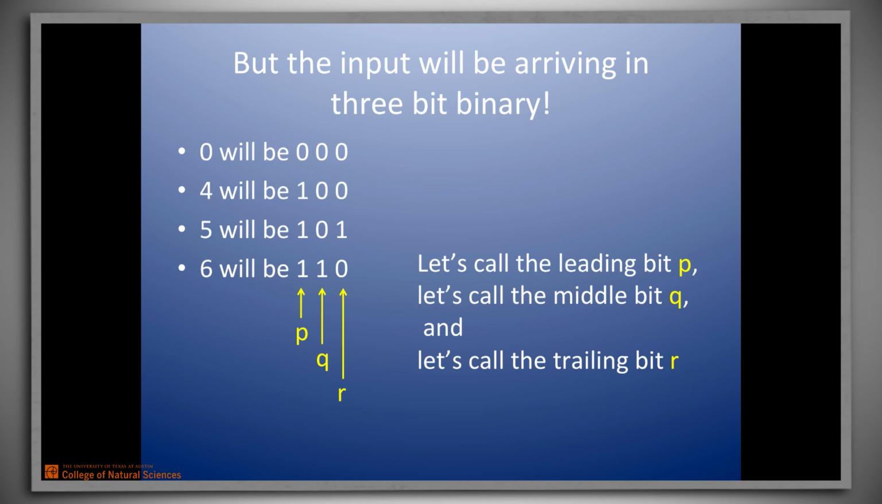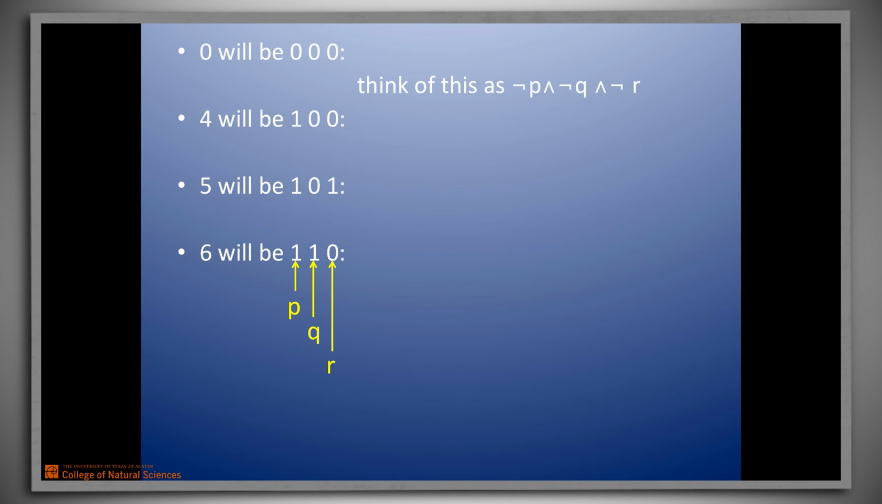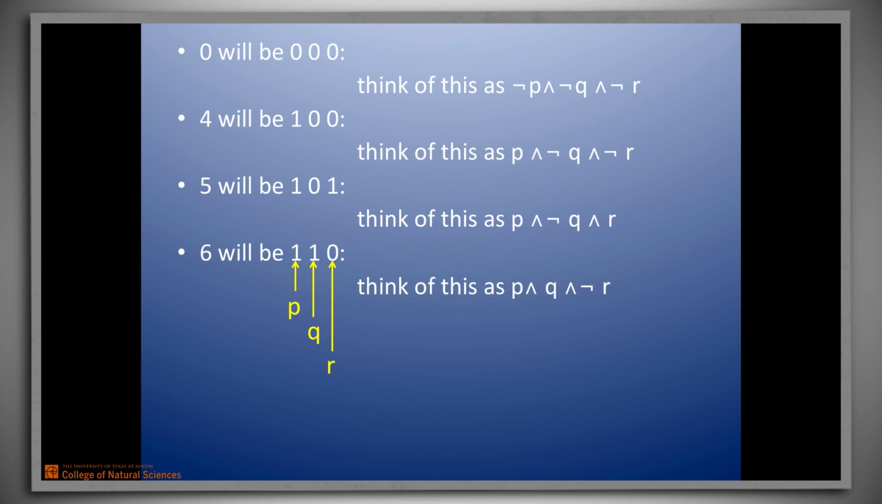Now, using this way of representing things, a 0 could be thought of as not P and not Q and not R. A 4 will be P and not Q and not R. A 5 will be P and not Q and R. And finally, a 6 will be P and Q and not R. So we're using a binary representation of these numbers right here, and then we've rendered that in a logical expression over here. Now let's look at this for a moment.